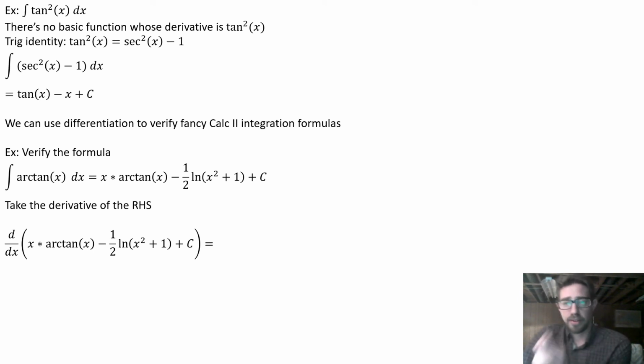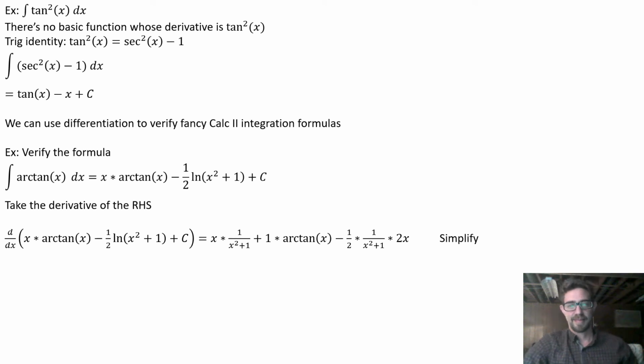Okay, so the derivative of x times arctangent of x involves the product rule, and the derivative of 1/2 natural log of x squared plus 1 involves the chain rule. So that first term is going to be x times the derivative of arctangent of x plus the derivative of x times arctangent, minus 1/2 times 1 over x squared plus 1 times the derivative of x squared plus 1. So we're using the product rule and the chain rule. So you can't forget your derivative rules. They never go away.